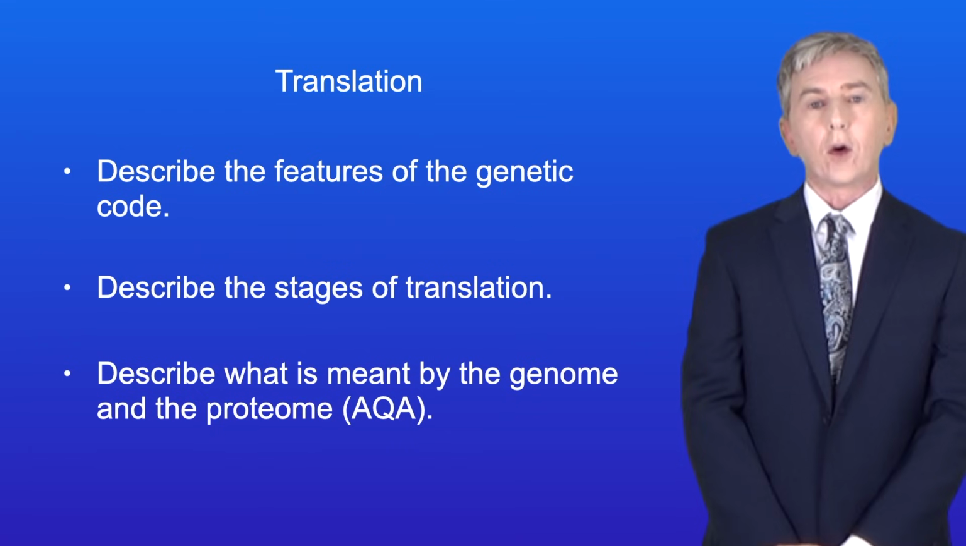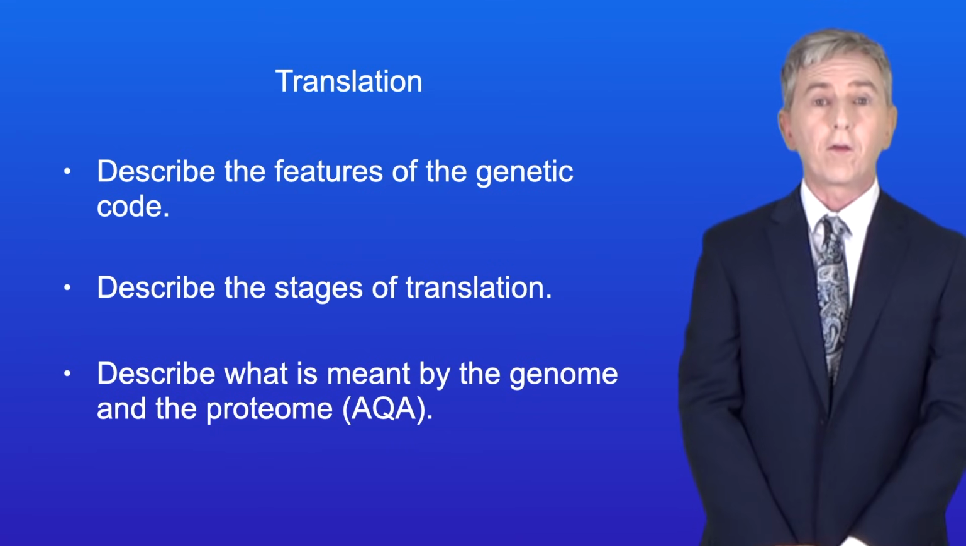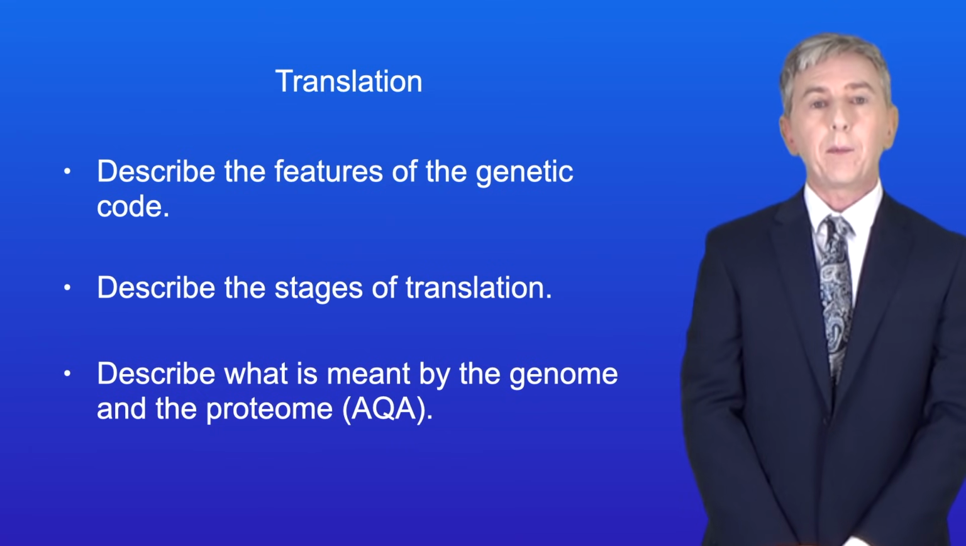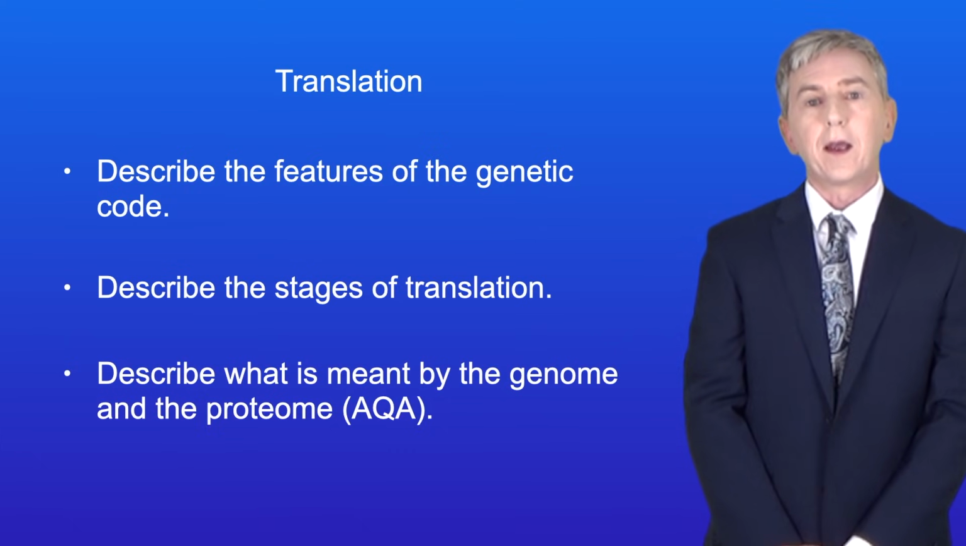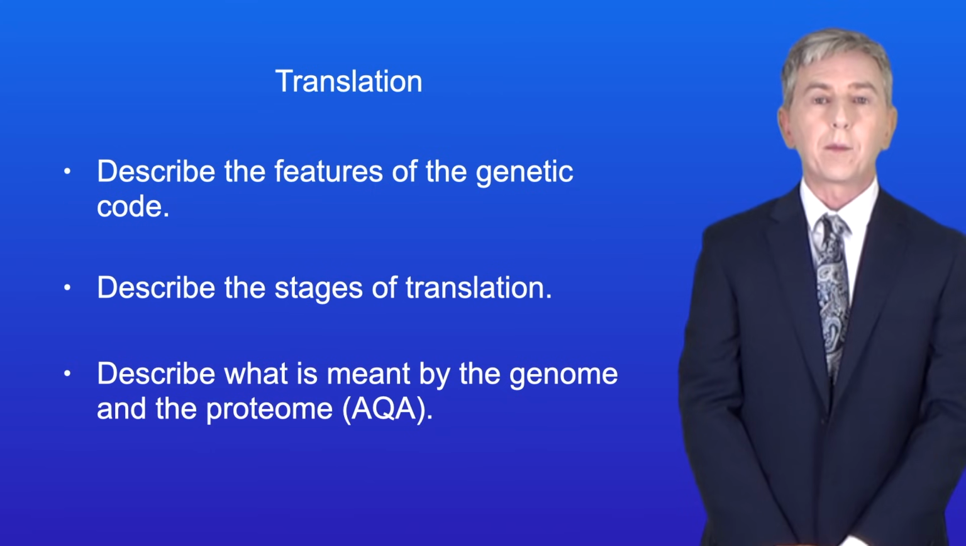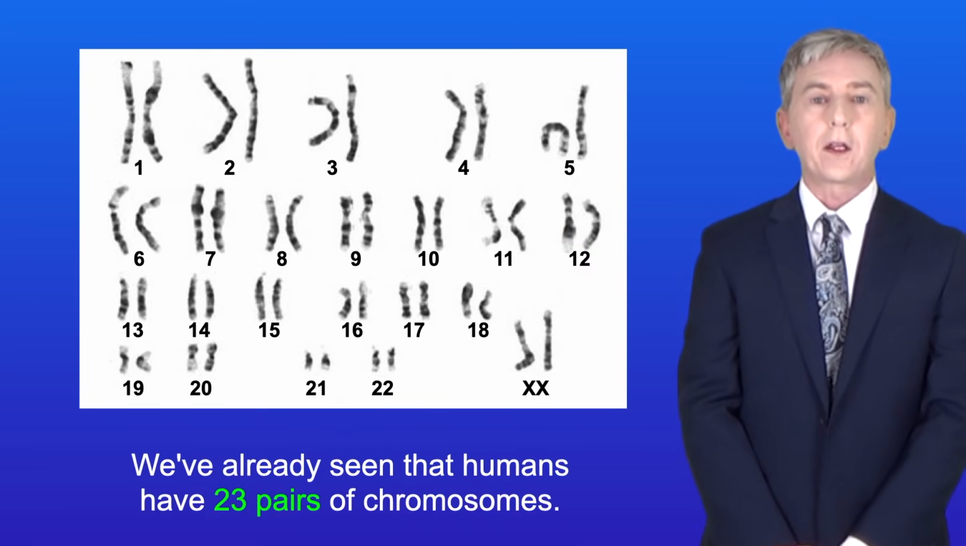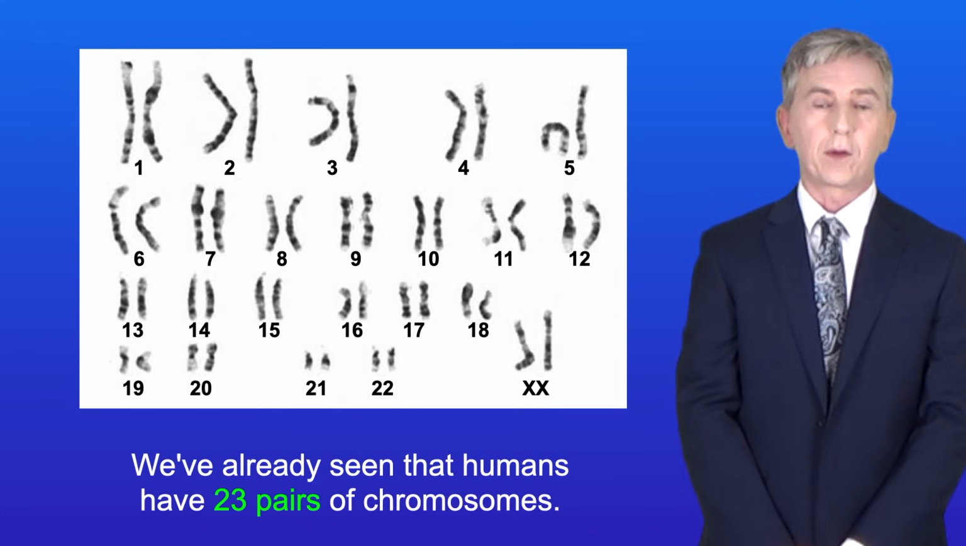By the end of this video, you should be able to describe the features of the genetic code. You should then be able to describe the stages of translation. And if you're following the AQA spec, then you should be able to describe what's meant by the genome and the proteome. Okay, we've already seen that humans have got 23 pairs of chromosomes.